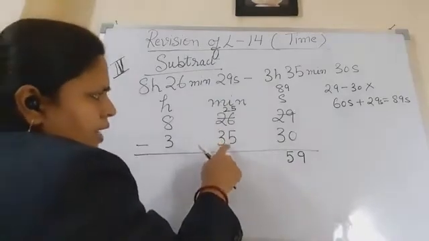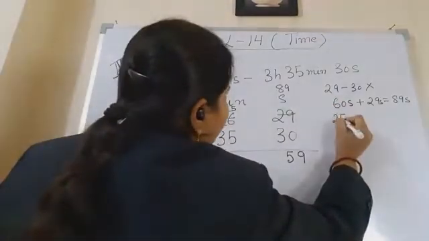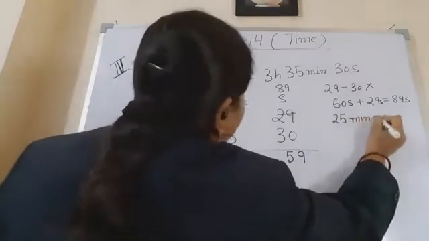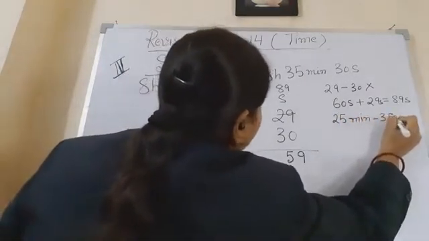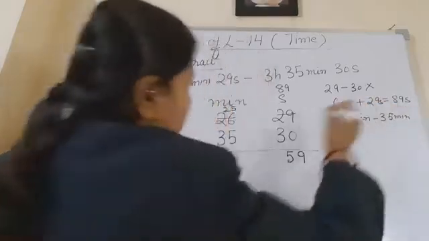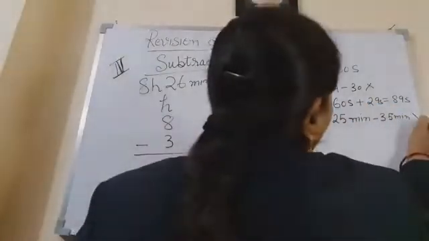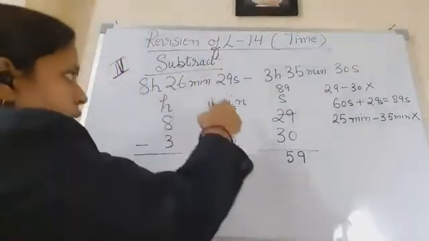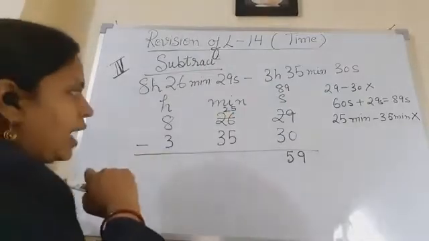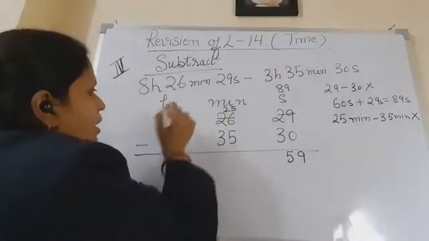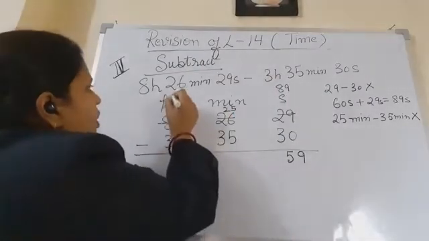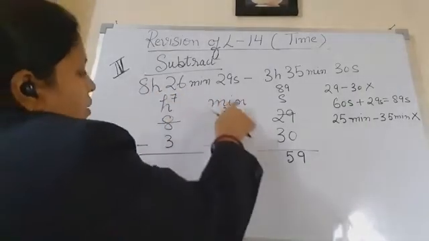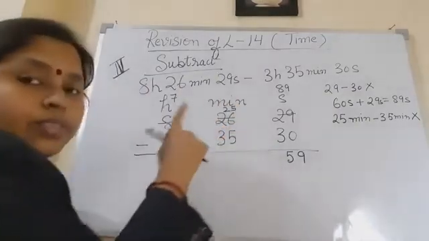And now children, let's come to the minute column. Can we subtract 35 minutes from 25 minutes? Is it possible? No, it is not possible, because 35 minutes is larger than 25 minutes. So again we need to borrow 1 hour from the hour column. When we borrow 1 hour, how many hours will be left in the hour column? 7 hours, right?